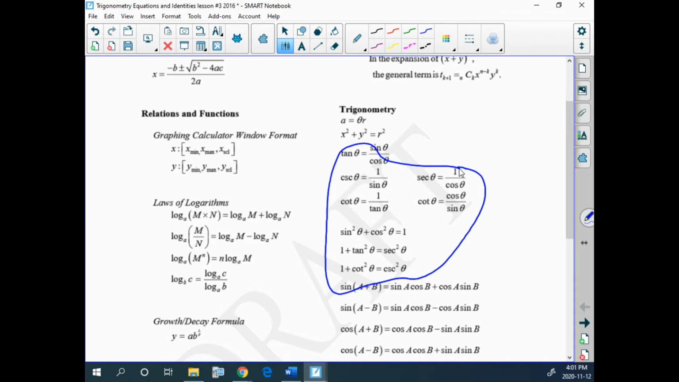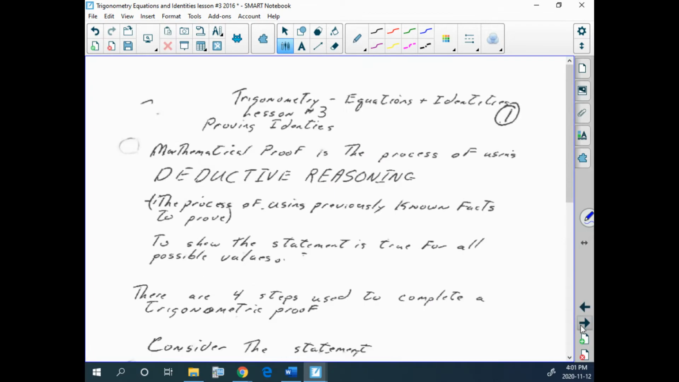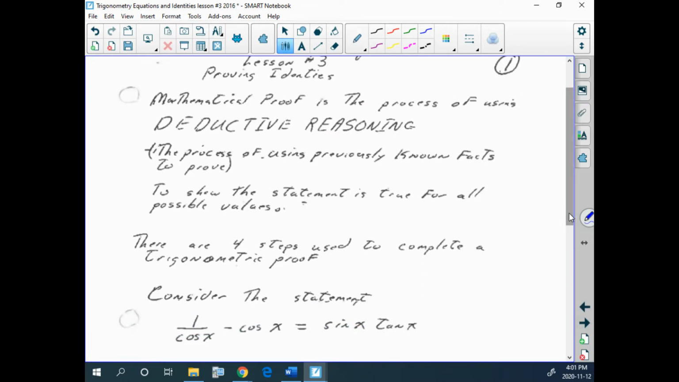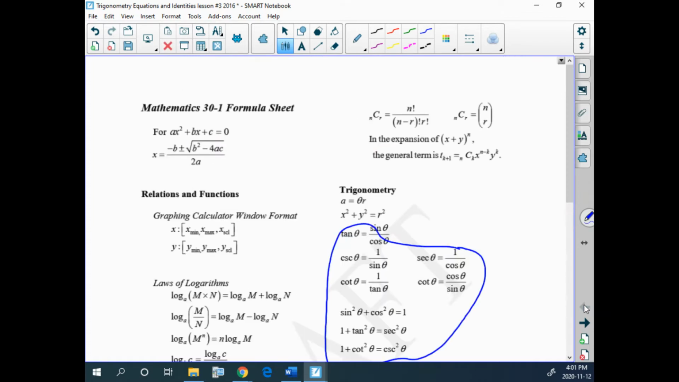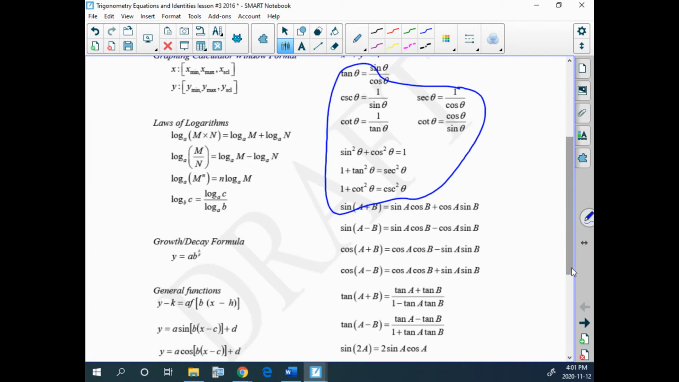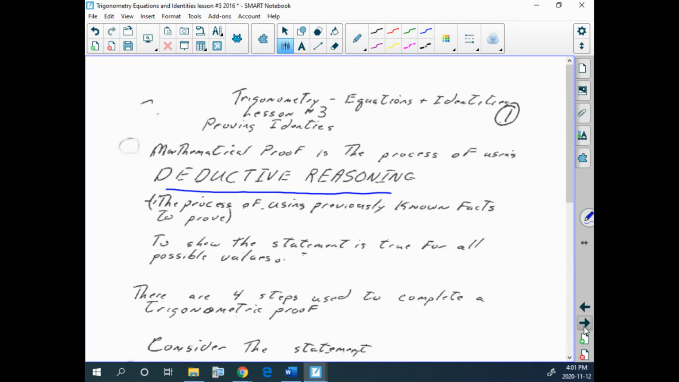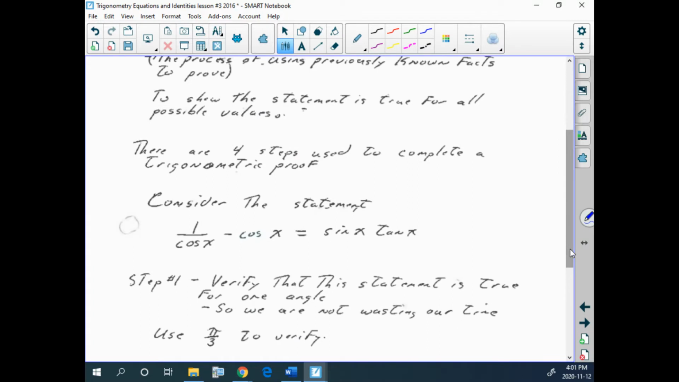How do we prove the further identities based upon these 7 or 8 basic ones that we already know? So we are going to use deductive reasoning to do that. Basically, deductive reasoning is taking facts we already know and applying them to something that we want. So we already know that these 8 identities are true. We can use them for anything.